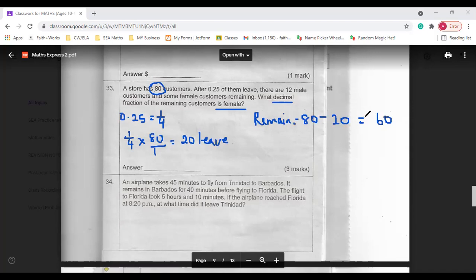Of the remainder, 12 were male. Right? So let's calculate the female. So therefore, if 12 are male, then the female is going to be 60 minus the 12 male. And that is going to give us 48 female. But we're not done. What decimal fraction of the remaining number is female?